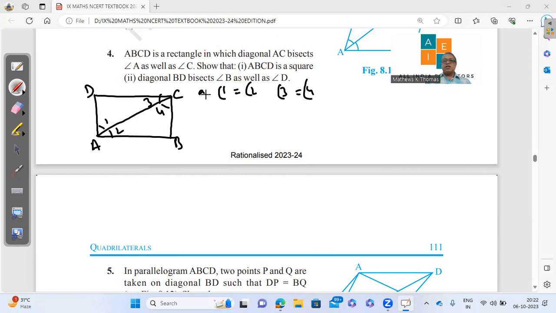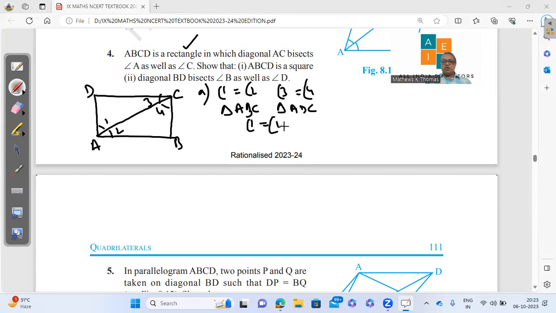So let's tackle the first part. We need to prove that it is a square. It is already given a rectangle. That means all angles are already given 90. It is given a rectangle, that means opposite sides are already equal. So we need to just prove adjacent sides are equal. So we are going to take triangle ABC and triangle ADC and prove them congruent.